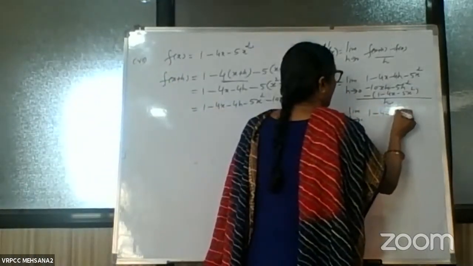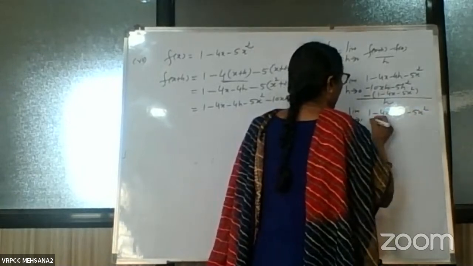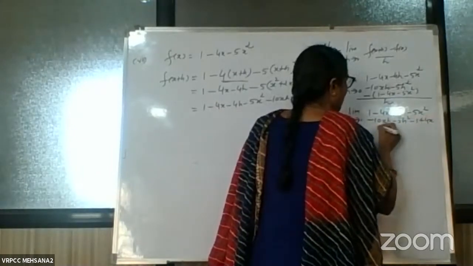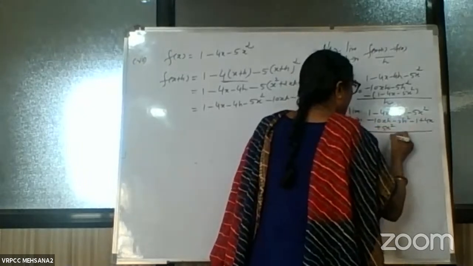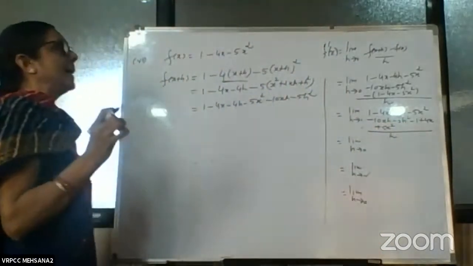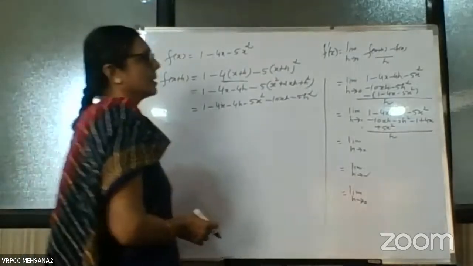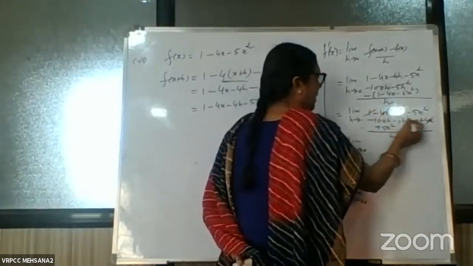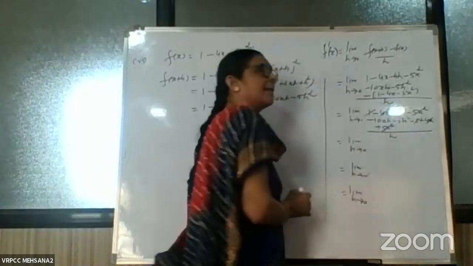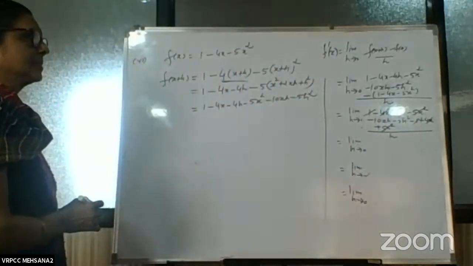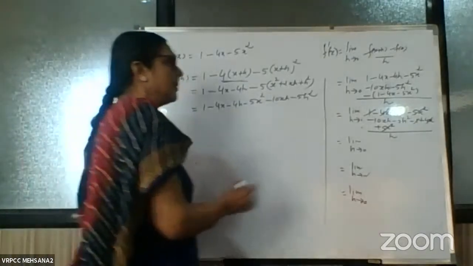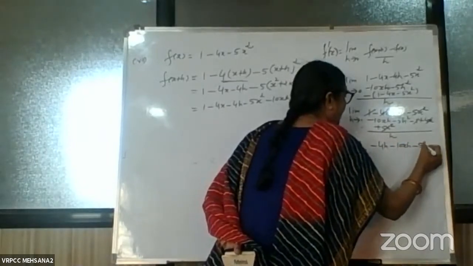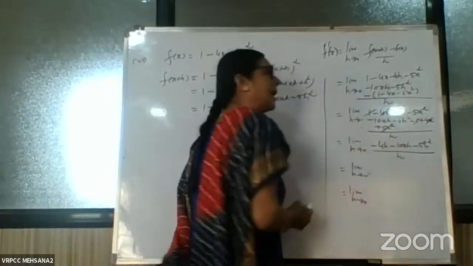1 minus 4x minus 4h minus 5x square minus 10xh minus 5h square minus 1 plus 4x plus 5x square. Sign will be changed for the bracket term. Minus 4x and plus 4x cancel, plus 1 and minus 1 cancel, minus 5x square and plus 5x square cancel. Remaining terms are minus 4h, minus 10xh, minus 5h square, upon h.